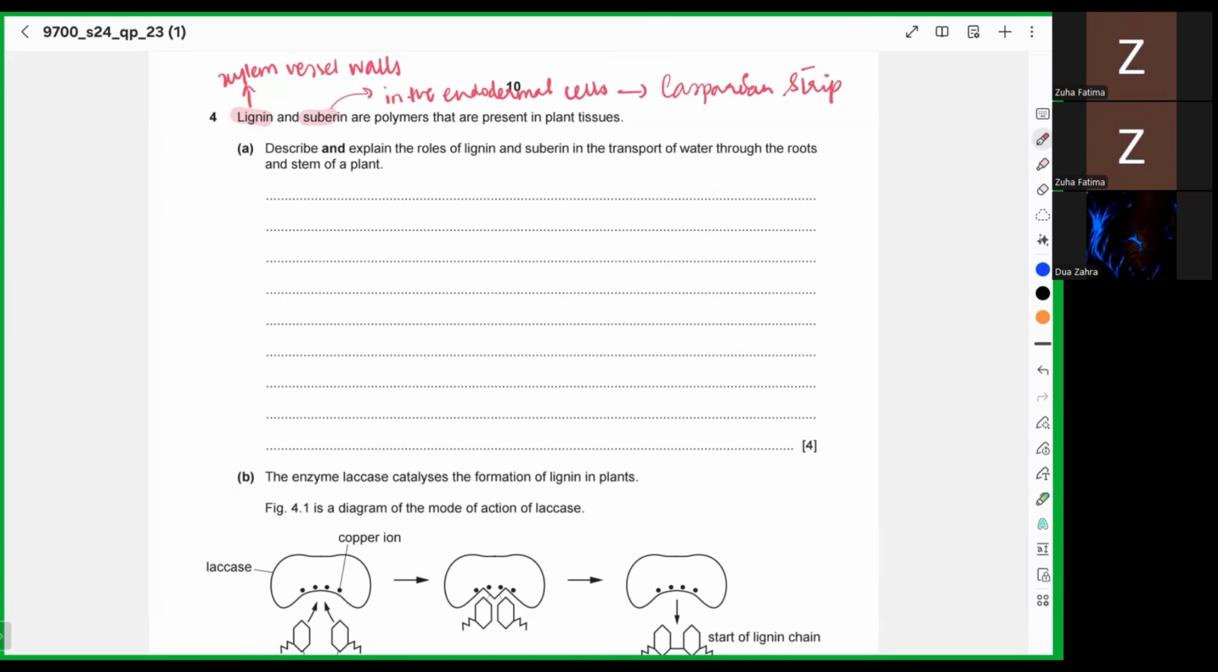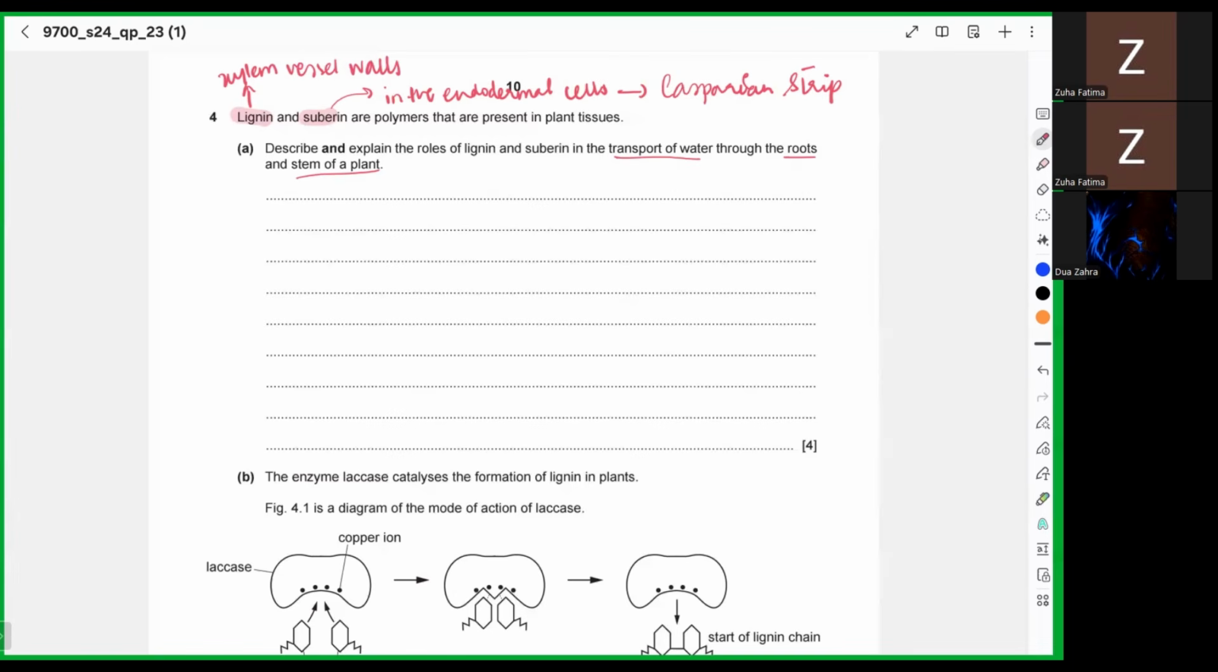Describe and explain the roles of lignin and suberin in the transport of water through the roots and stem of a plant. So basically, lignin and suberin are both hydrophobic in nature. And hydrophobic in nature means that they do not allow water to pass through them. So water cannot pass through lignin, water cannot pass through suberin.